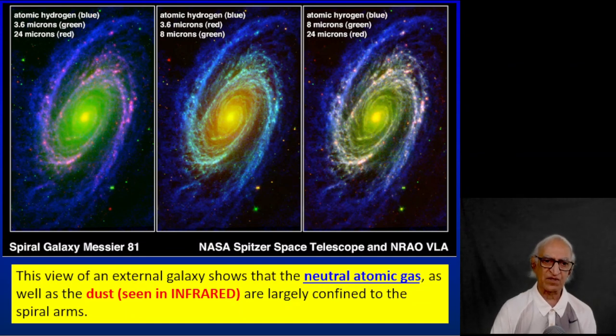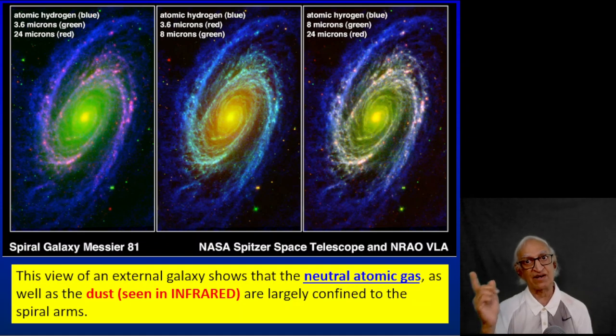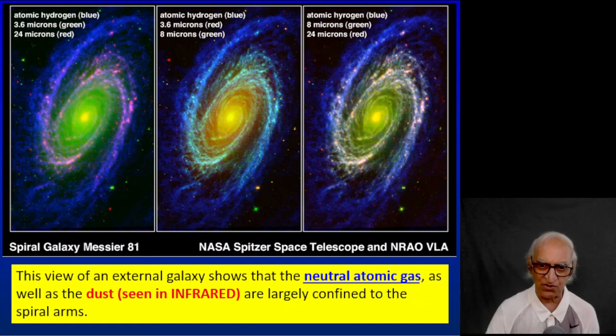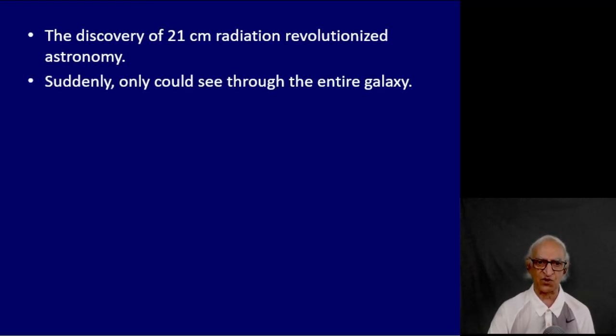So you see indeed that, and as we will discuss in tomorrow's lecture, next lecture rather, the dust clouds, which are made up of molecules, are also confined to spiral arms. So what you see in this external galaxy is both the neutral atomic hydrogen gas, as well as the molecular gas, which is seen in the infrared radiation, not at radio wavelength. They are both confined to tightly wound spiral arms.